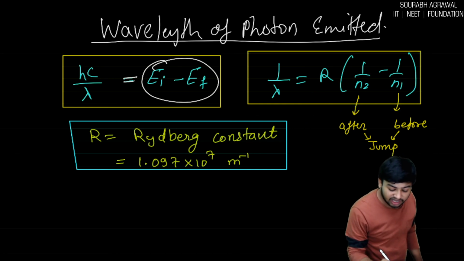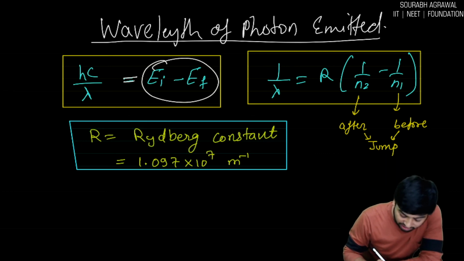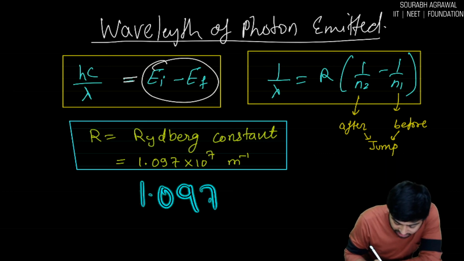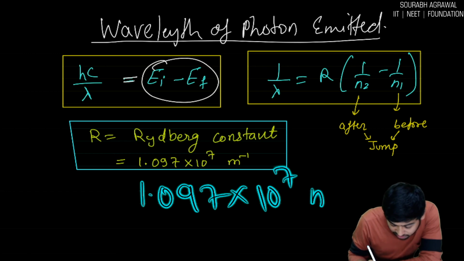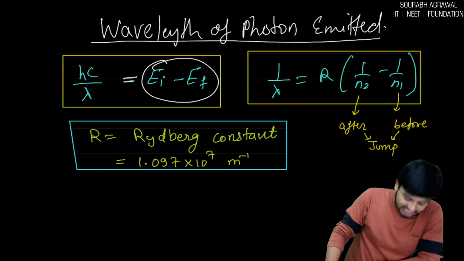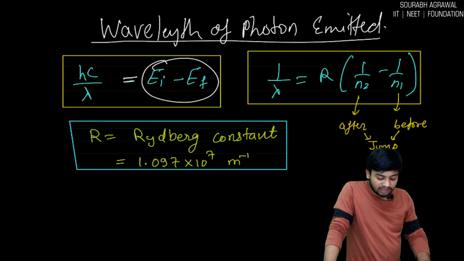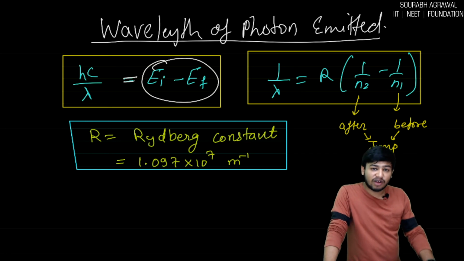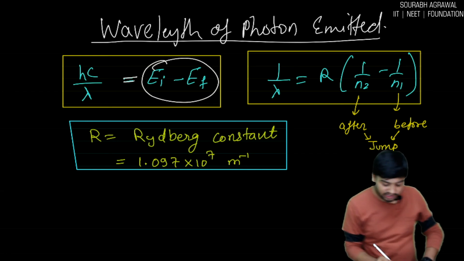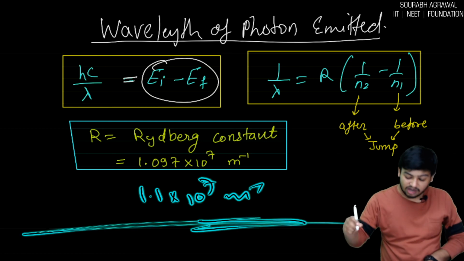What is R? R is Rydberg's constant. Its value is 1.097 into 10 raised to power 7 meter inverse. Or you can just say 1.1 into 10 raised to power 7 meter inverse. Are you getting my point?